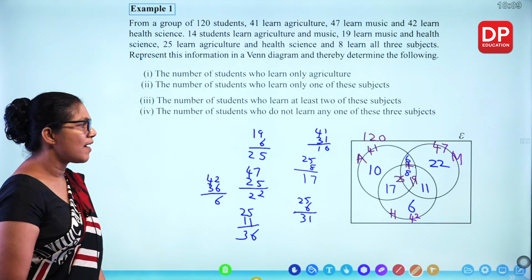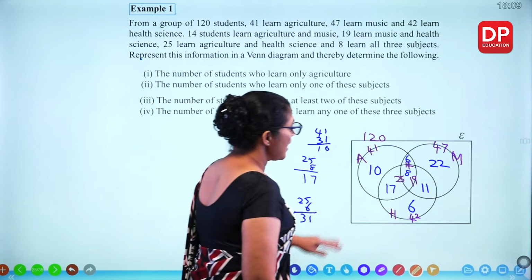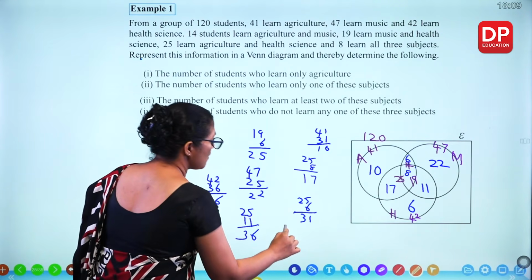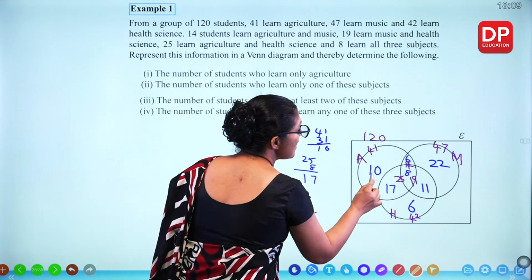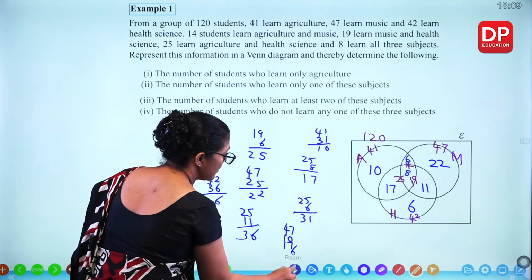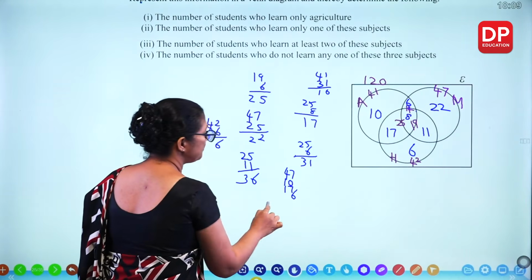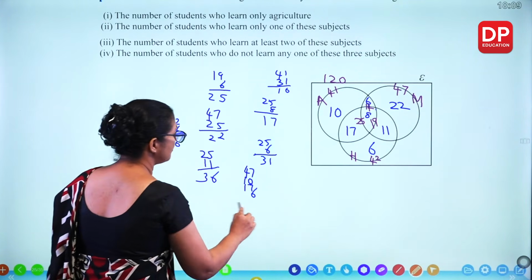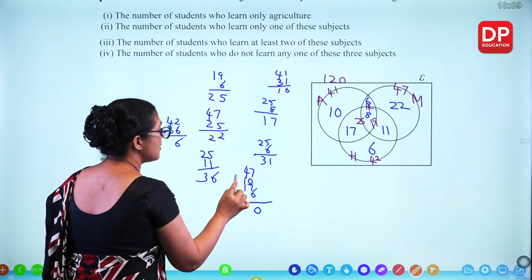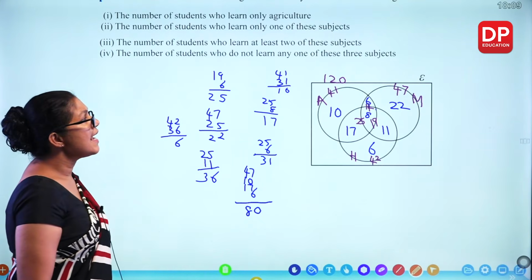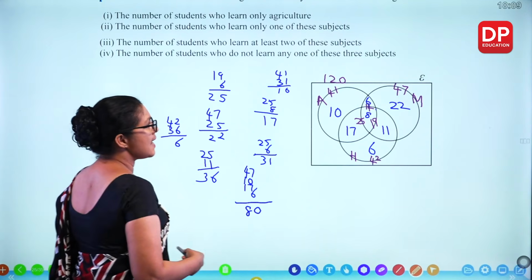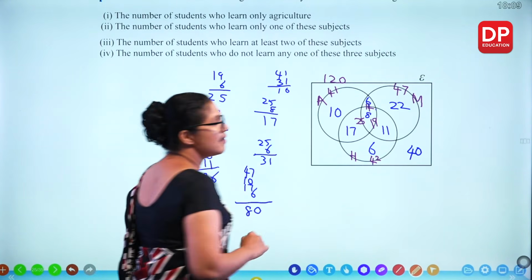Now we need to identify the outside value. So we'll take one full circle. This whole thing is 47. We'll add 47 and this is 10, 17, 6. What you get? You get 7, 7, 14, 6, 20 and 8. So everything is 80. But altogether this is 120. 120 minus 80, you get outside 40.